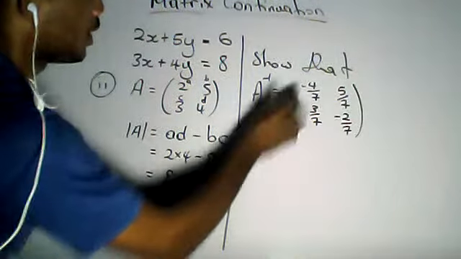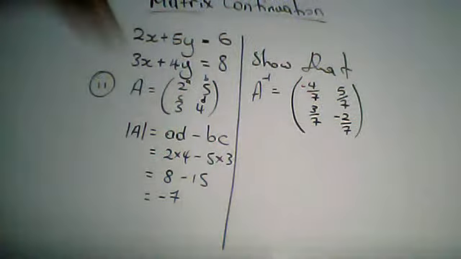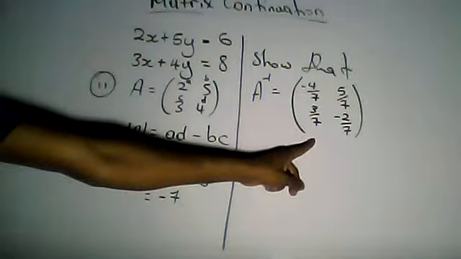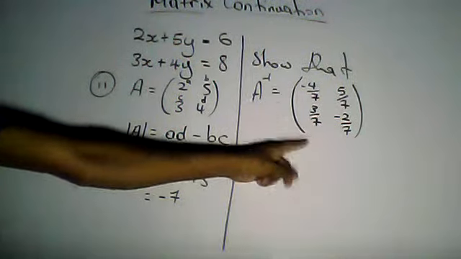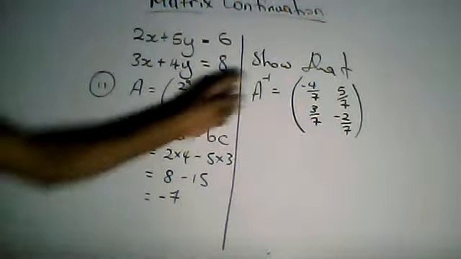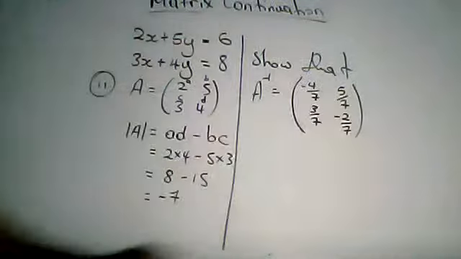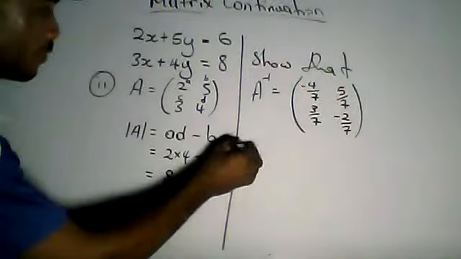So basically, they gave us the answer. All we need to do is show that that is the answer. So they say show that A inverse is equal to this. That means we have to find the inverse.